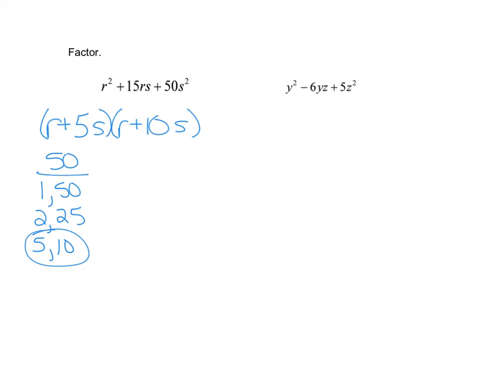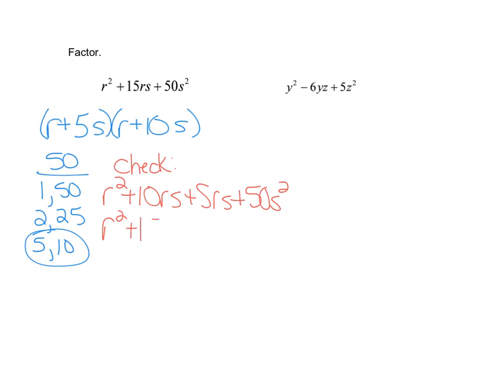We could check. We get r squared plus 10rs plus 5rs plus 50s squared, and it does, in fact, check. Okay? It works. Remember, you can check every factoring problem. All right, you pause the video, you try the last one on your own, then turn the video back on to check your work.